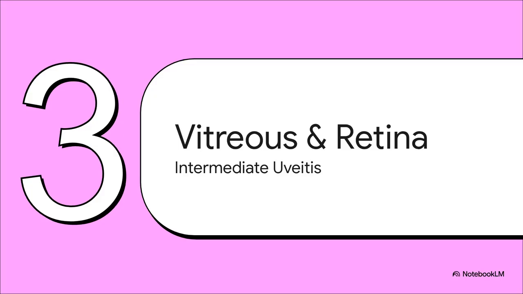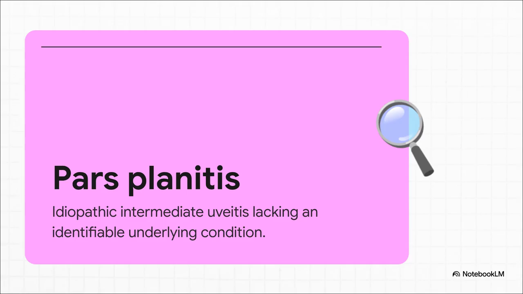Stepping further back into the eye, we hit Section 3, intermediate and posterior uveitis, vitreous, and retina. Let's explore the inflammatory processes happening much deeper in the globe. Listen, do not fall into this common semantic board trap. Do not confuse intermediate uveitis and pars planitis.